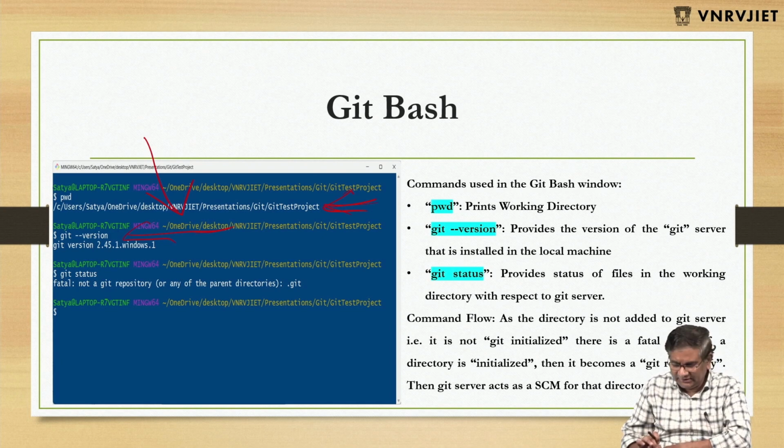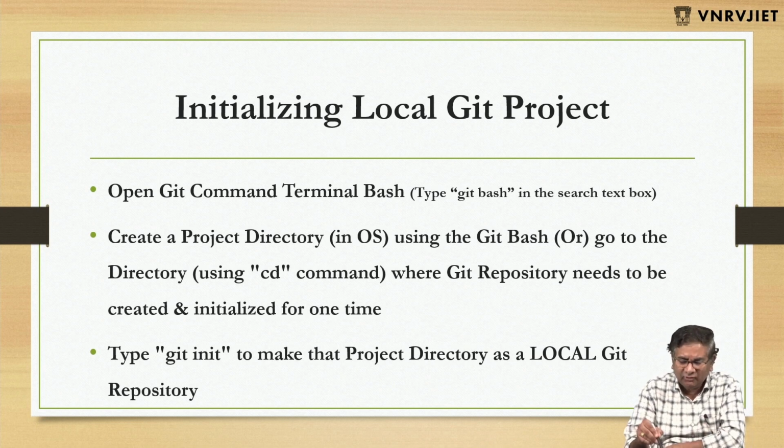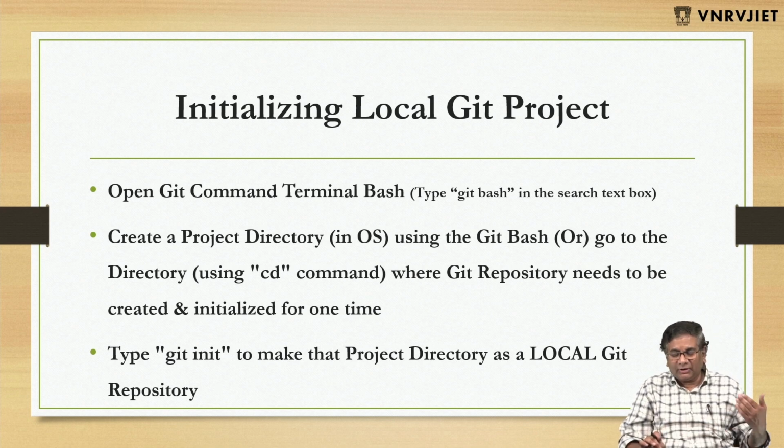The first thing we need to do is establish a connection between the current working directory and the Git server. That is done by initialization of the Git directory, also called initializing a local Git project. What we need to do is open Git Bash, go to the current directory using the cd command, and then type git init to make the project directory a local Git repository.